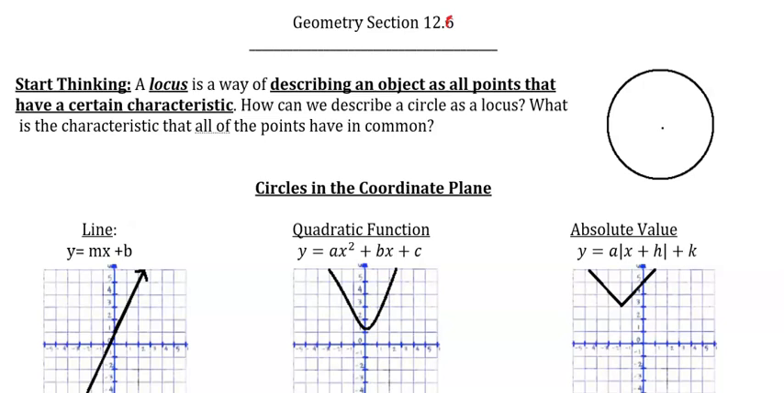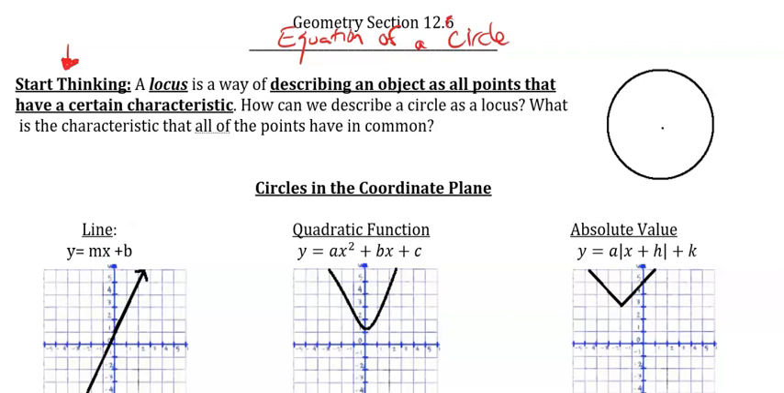All right, we are doing 12.6 today. 12.6 is on the equation of a circle. All right, so before we get into that actual part of the lesson, we have to do the start thinking part first. And it says a locus is a way of describing an object as all points that have a certain characteristic. We had already discussed this before, but try to remember. How do we define a circle as a locus?